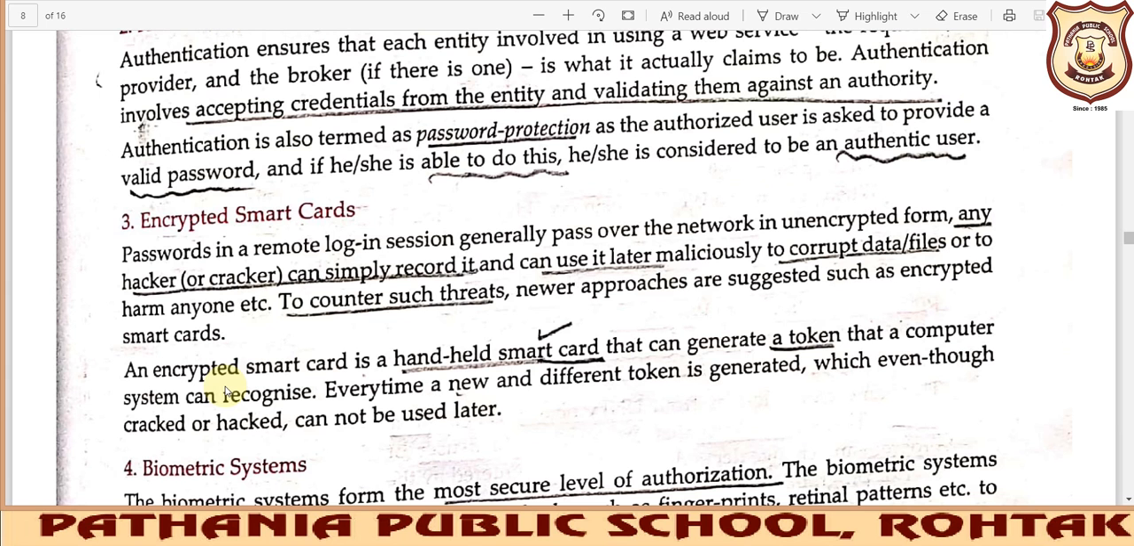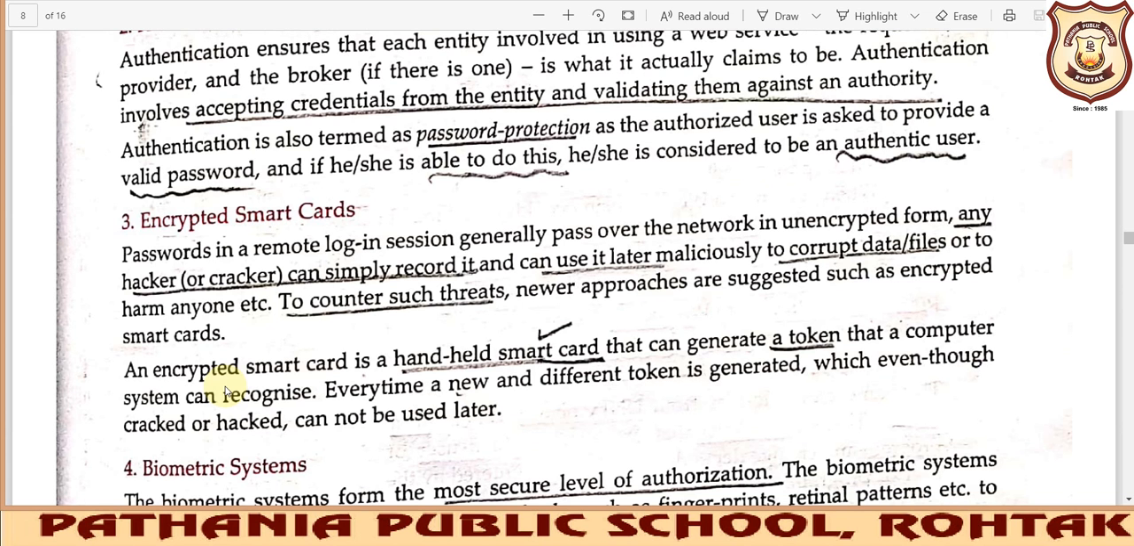Nowadays encryption is being taken care of, because if the smart cards that you are using are not encrypted, the message that you are transmitting from one end to another can be hacked by the hacker or the cracker, and they may use your data to harm you somewhere. So whatever smart cards are being used nowadays are encrypted smart cards.